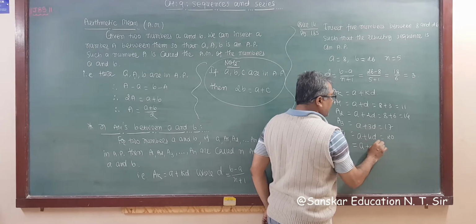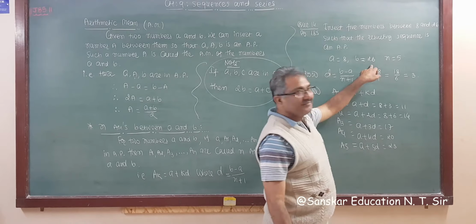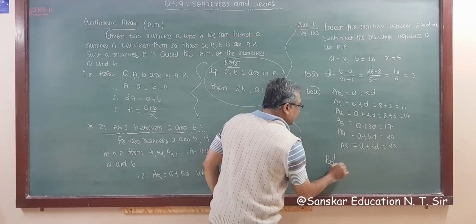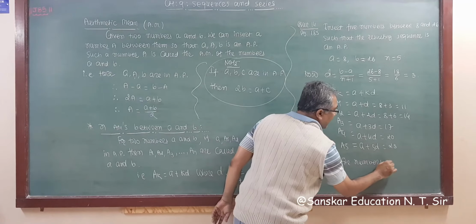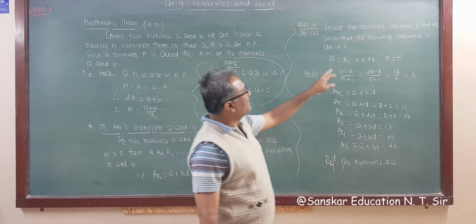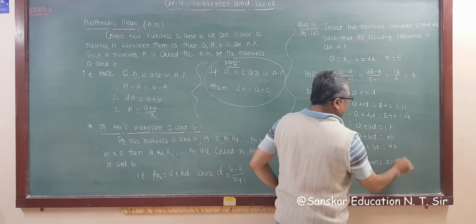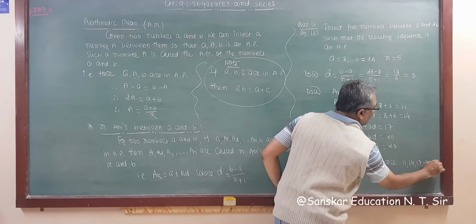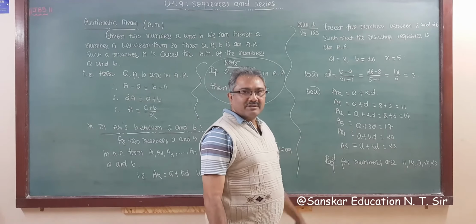a plus 5b is equal to 23 and a plus 6d is 26. We get this. So the required five numbers, or five arithmetic means, are 11, 14, 17, 20 and 23. But since it is given as five numbers, I am writing five numbers. For MCQ, no need to write all this.